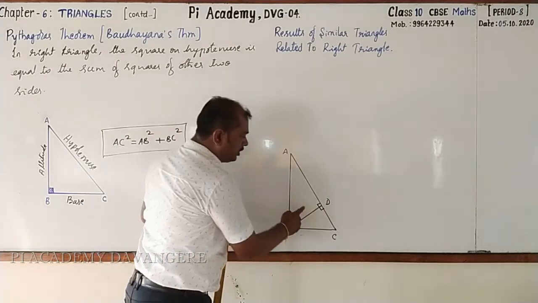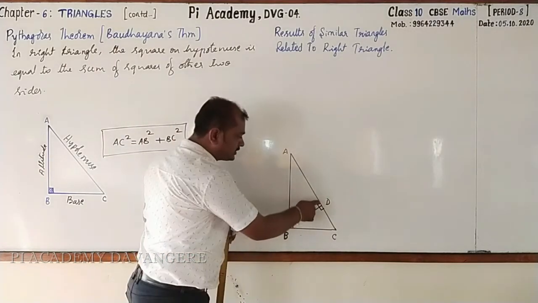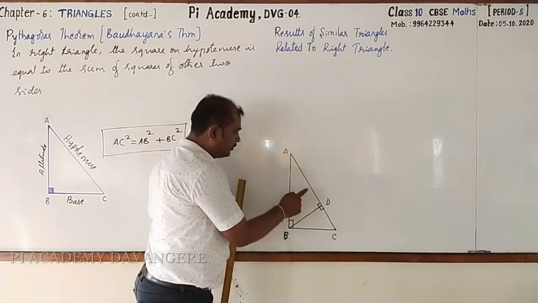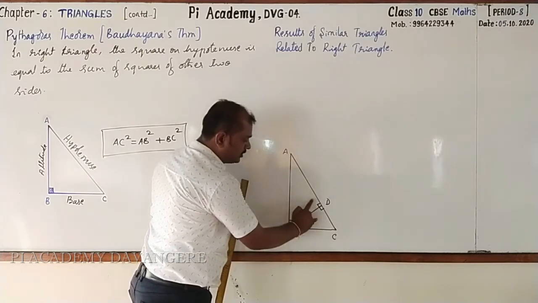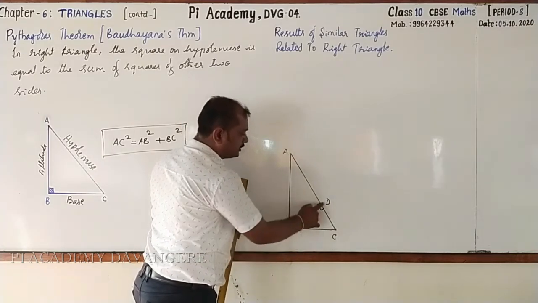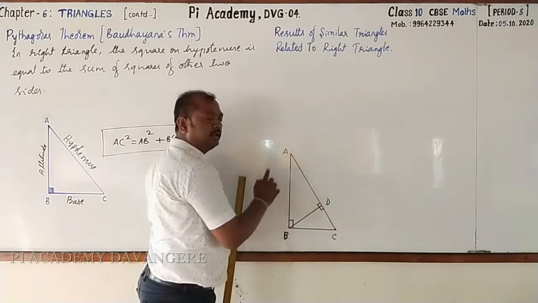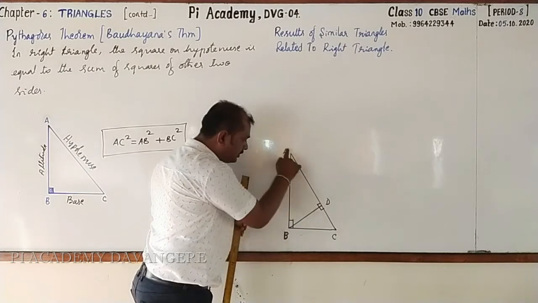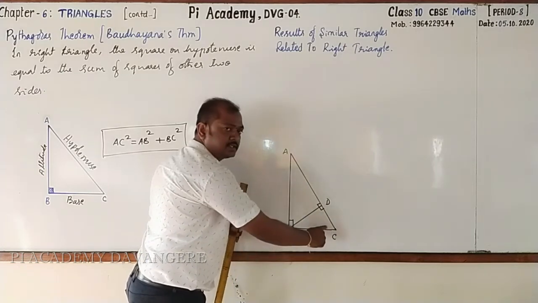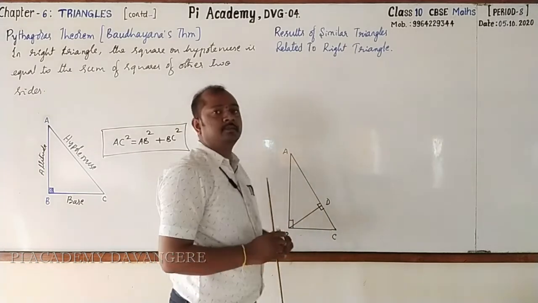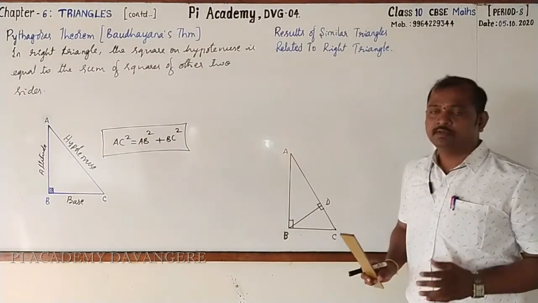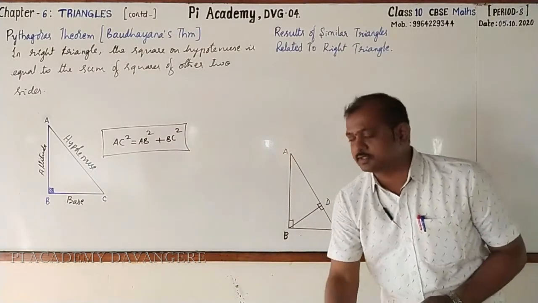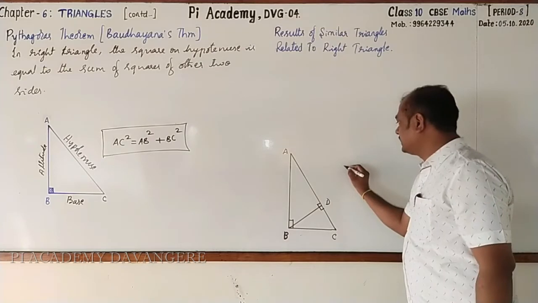Okay. Here, how many triangles are formed on either sides of this perpendicular? Very good. Two triangles. One is BDC and another one is BDA. And these two triangles are similar to the main triangle ABC. And also, they are similar to one another. Did you understand? Like this. Look here. I'll write the results one by one.